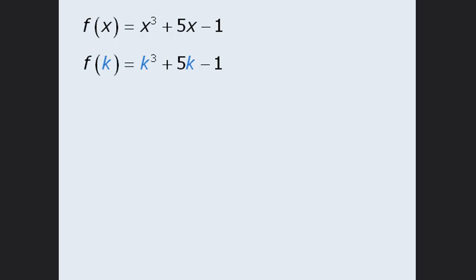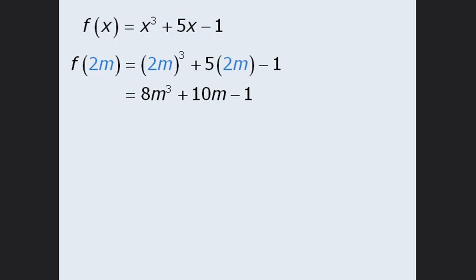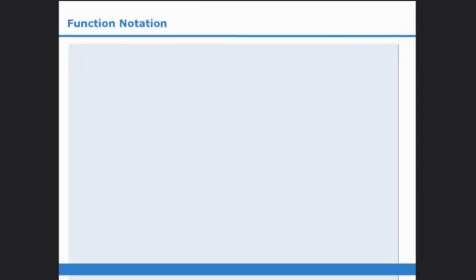At this point, we cannot simplify the right-hand side any further, so we can say that f of k is equal to k cubed plus 5k minus 1. Finally, in this example, we want to evaluate f of 2m. We will do this by plugging 2m into our function. When we simplify the right-hand side here, we see that f of 2m is equal to 8m cubed plus 10m minus 1.